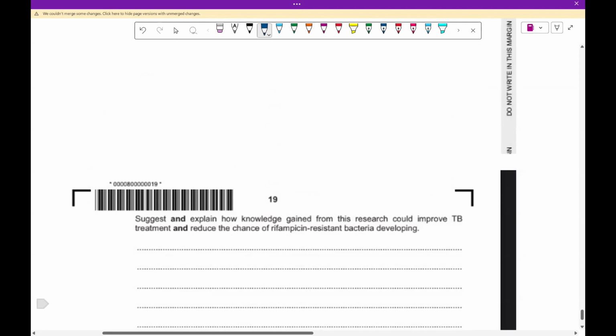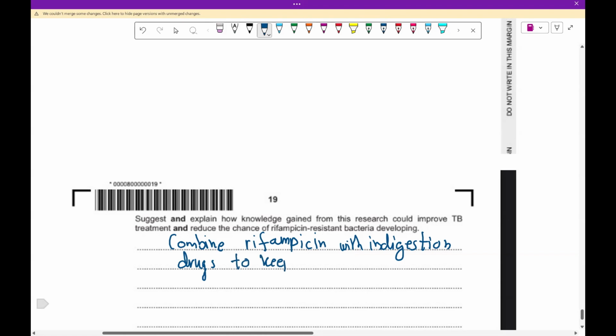So we combine both drugs, and they ask how, so we say that with indigestion drugs, to keep this antibiotic inside bacteria so that it kills bacteria more effectively.